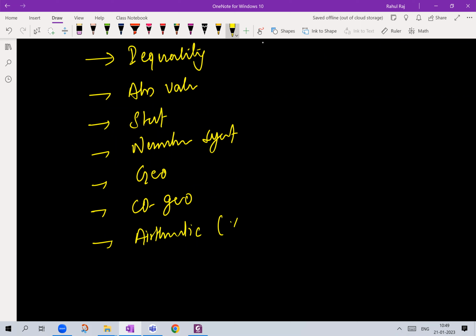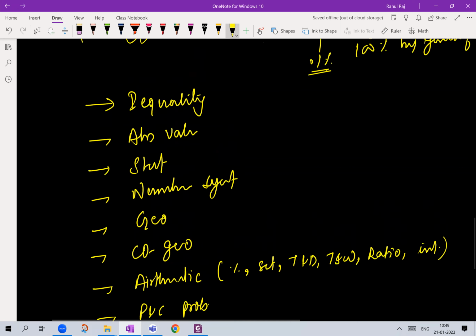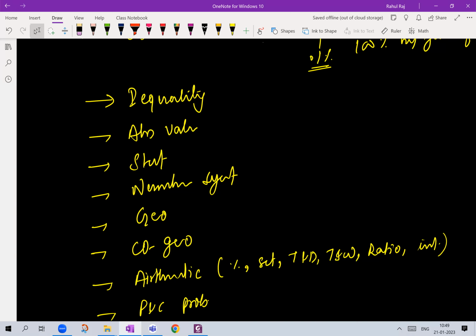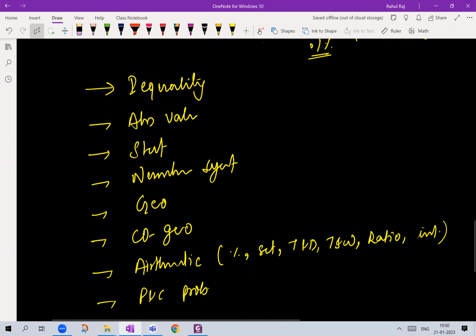In this, you will have percentage, sets, time and distance, time and work, ratios, interest. All these topics will be covered. And then we have PNC and probability. So how should we be extremely clear with the topics? Guys, it's a pretty simplistic formula. Let's not complicate it. Let's say we are discussing inequalities in our class.